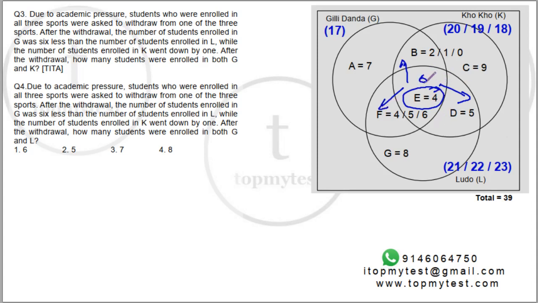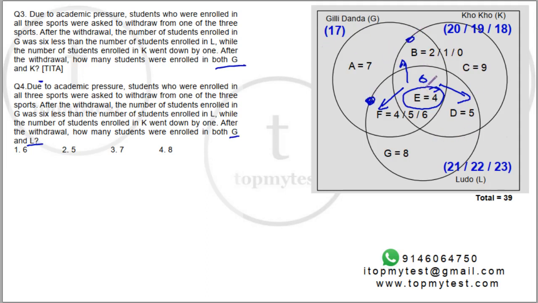Right? This will become 0. Now we need to find out how these people move. After the withdrawal, the number of students enrolled in G was 6 less than the number of students in L, while the number of students enrolled in K went down by 1. After the withdrawal, how many students were enrolled in both G and K and how many in both G and L? So we need to figure out G and K, which is the new value of B, and G and L, which is the new value of F.